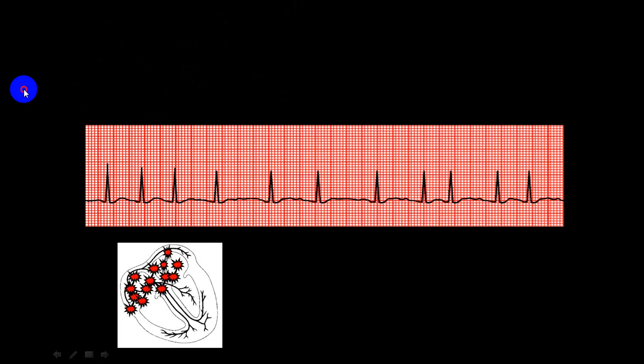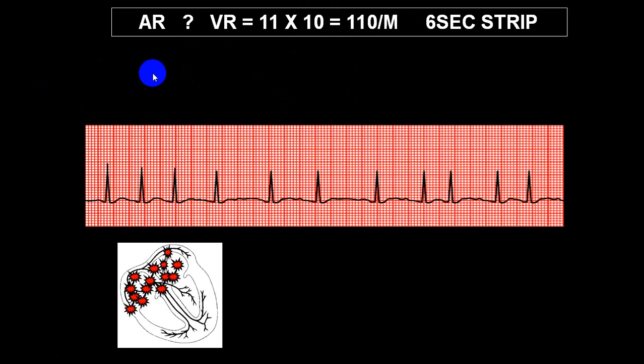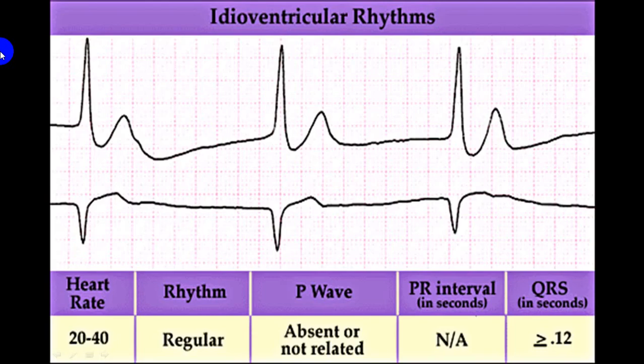Now here the RR interval is absolutely irregular. P wave is absent. We cannot calculate the atrial rate. Ventricular rate is more than 110 per minute. So we'll call it atrial fibrillation with fast ventricular rate. We usually use that terminology.